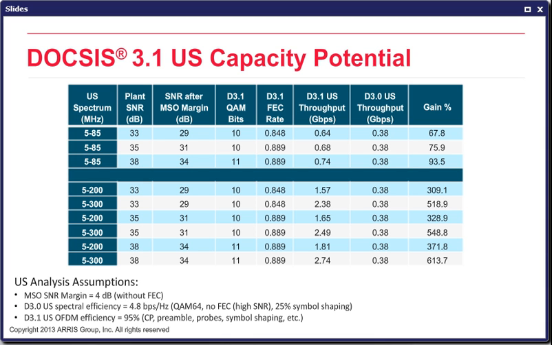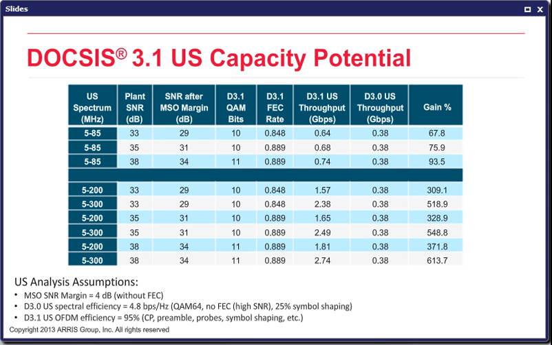The next slide, which contains the upstream capacity potential, contains similar analysis for the upstream spectrum supported by DOCSIS 3.0, which is 5 to 85 megahertz, and also the same analysis is done for upstream spectrum supported by DOCSIS 3.1. Examples are 5 to 200 megahertz and 5 to 300 megahertz. Again, there are many numbers shown on this table, but one of the key numbers to notice is that the upstream throughput can be well above 2.7 gigabit per second, which is more than 613% compared to DOCSIS 3.0.